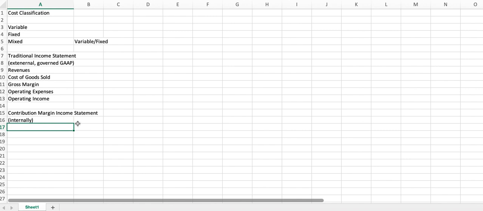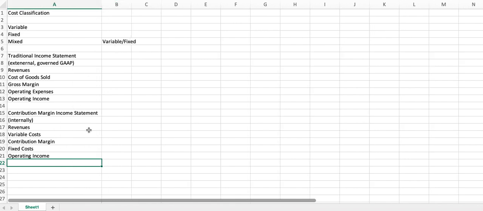So on a contribution margin, we would have our revenues minus our variable cost, which gives us our contribution margin, minus our fixed cost, which gives us our operating income. And we'll talk more later on about how those can be different, but for now, just keep in mind that your operating income is the same.